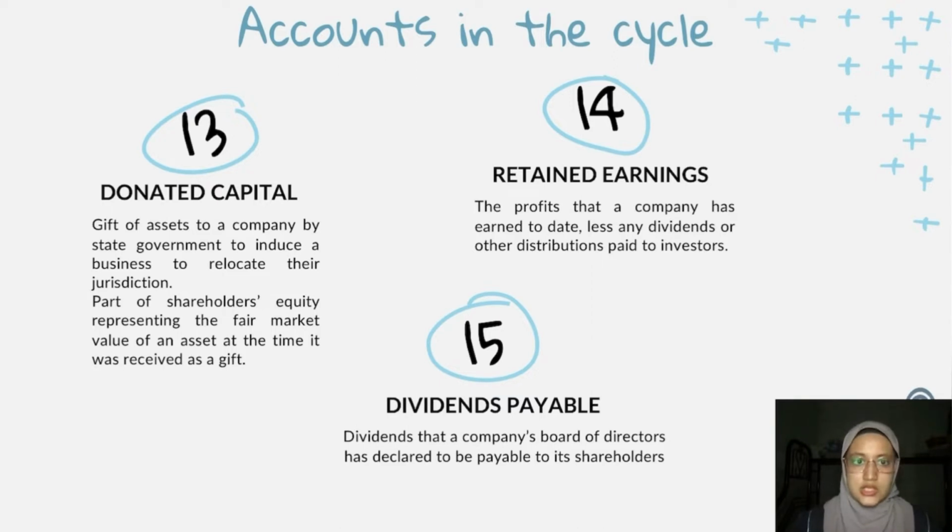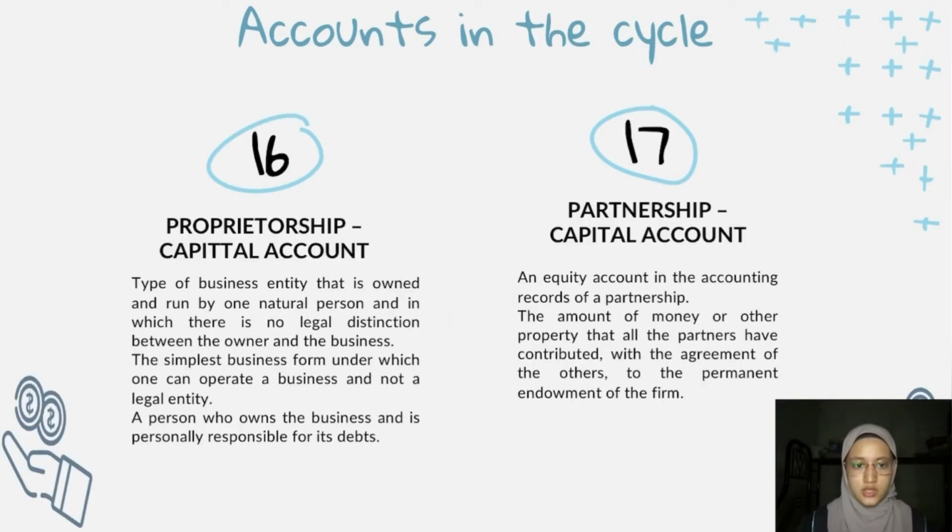Number 14 is the retained earnings. It is the profits that a company has earned to date, less any dividends or other distributions paid to the investors. Number 15 is dividends payable. It is the dividends that a company's board of directors has declared. Number 16 is the proprietorship capital account.